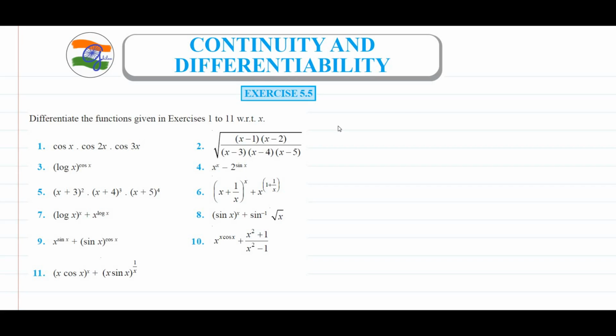So this is exercise 5.5 of Continuity and Differentiability. Here I'll be solving all the questions. I'll be solving the first few questions in a methodological way, and after that I will just guide you with the process. So without any further delay, let's get started.